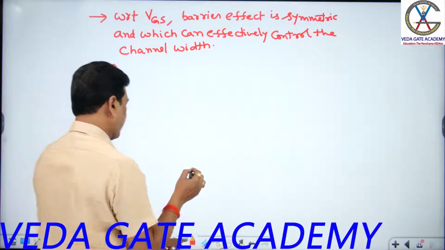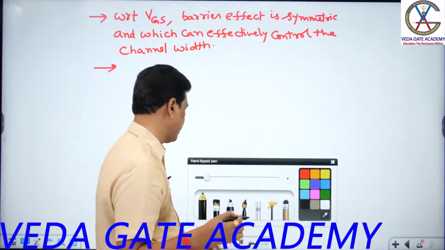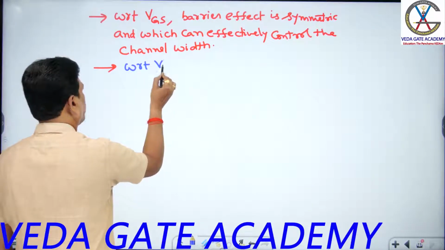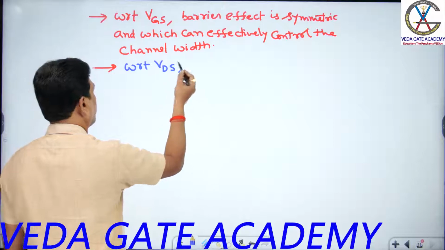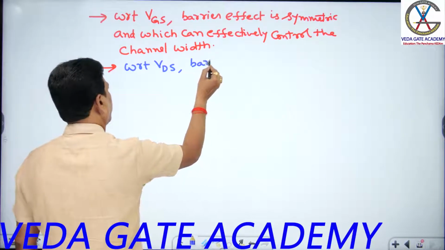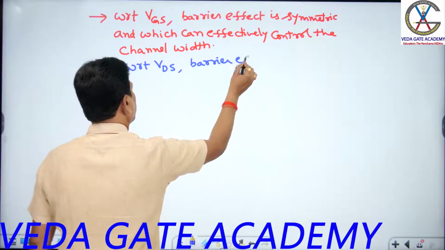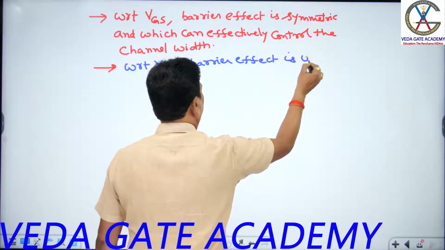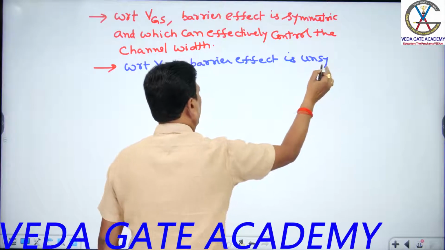So with respect to VDS, the drain voltage, the barrier effect is unsymmetric.